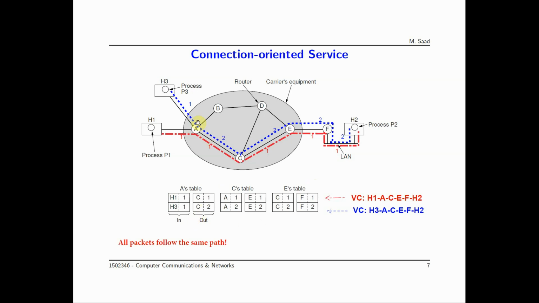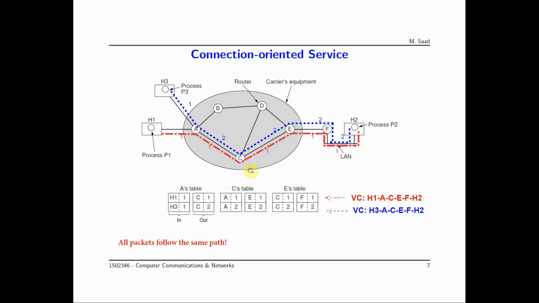In the table entry for router A, again, we have incoming and outgoing. Incoming device, outgoing device. For the new virtual circuit, router A, what is the incoming device? Host 3. And the outgoing is router C. So we have host 3 and router C. What's the incoming VCI? 1, because on this link, incoming to router A, number 1 is being used. And what is the outgoing VCI? 2. On this link, outgoing from A, it is VCI 2. That's why we have 1 and 2 here.